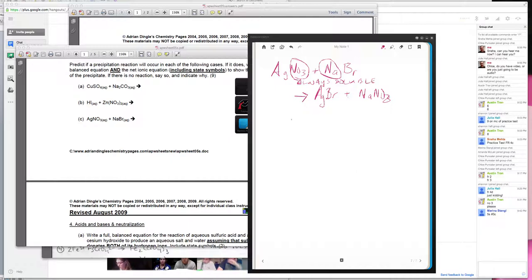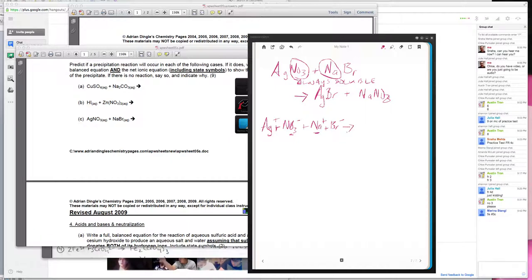Okay, so if that's the case, then when we're writing the big total ionic equation, we're going to have Ag+ + NO3- + Na+ + Br-, and those are all ionic, and they're going to separate because they're soluble, because Na and NO3 are both soluble.